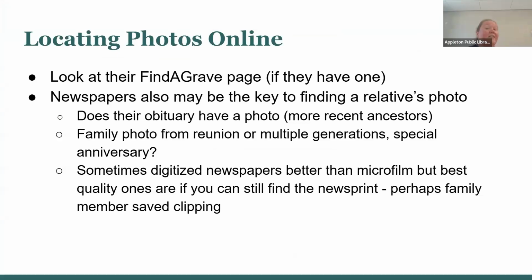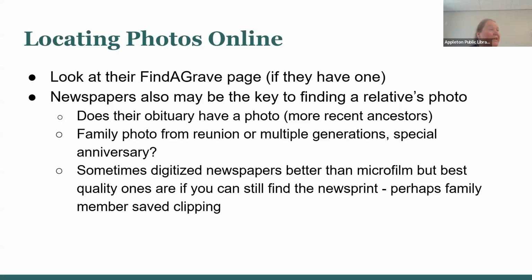Newspapers also could be the place where you find a relative's photo. So maybe their obituary has a photo with them. It's kind of more likely for the more recent people, probably maybe I would say in the 50s onward. Sometimes you get a photo from like the 50s to the 70s. It's more so recent, like in the last 30, 40 years, that more people have photos, because of course it costs more money to put their photo in there. But maybe there's a family photo somewhere from a reunion or multiple generation photo, or maybe they had a special anniversary. So I know I found photos like when they're celebrating their golden wedding anniversary, you get a photo of the couple.